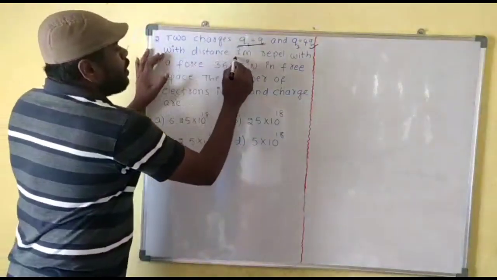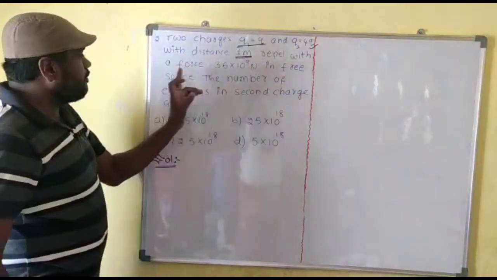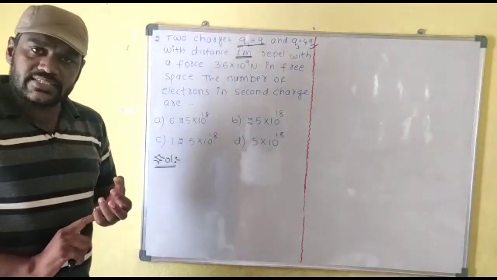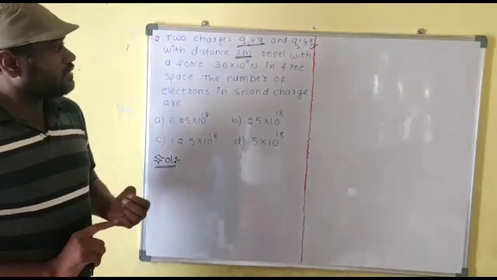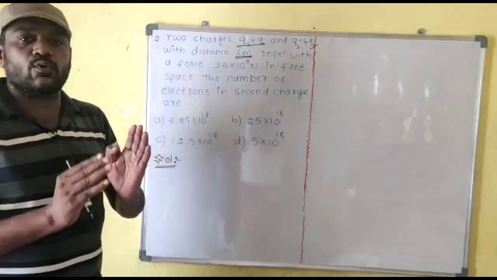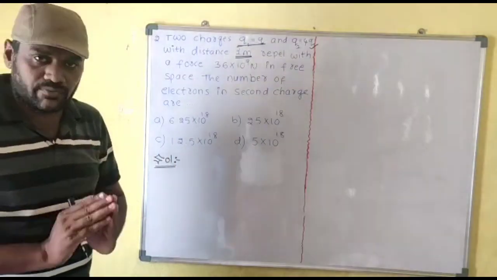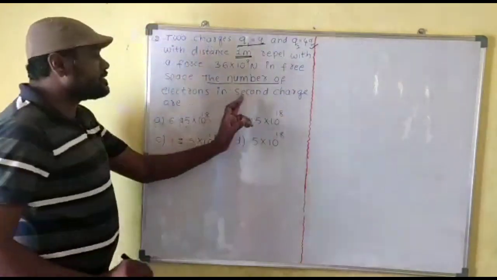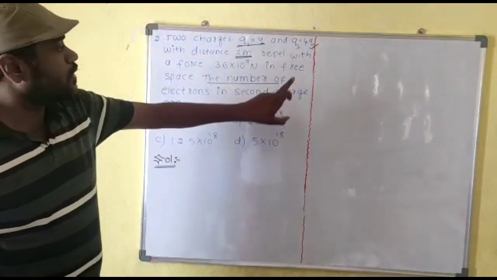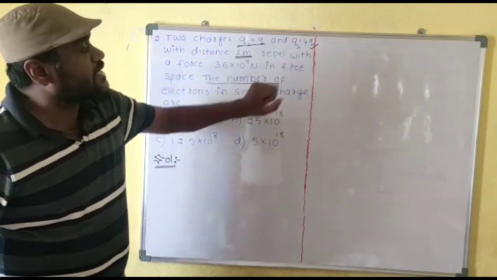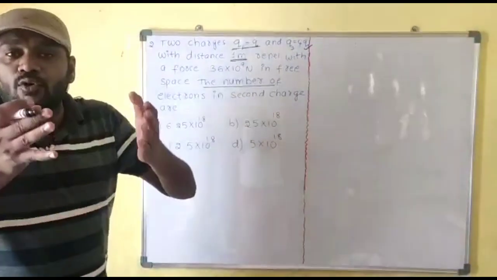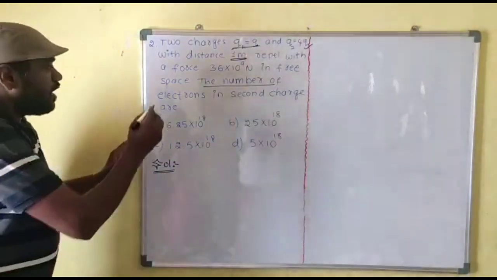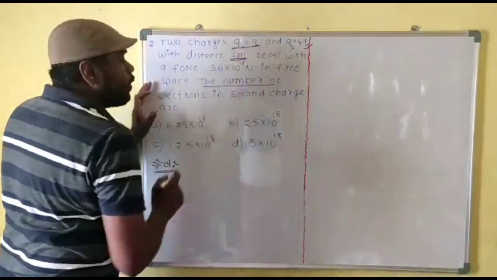With a distance of 1 meter, they have given a repulsive force of 36 into 10 power 9 Newton. Force given, distance given, but the charges they have not given. Only Q and 4Q they have given. But the question is, the number of electrons in the second charge. Means in the 4Q charge, how many electrons are present? This is the question. So first of all, I want to calculate this Q value.